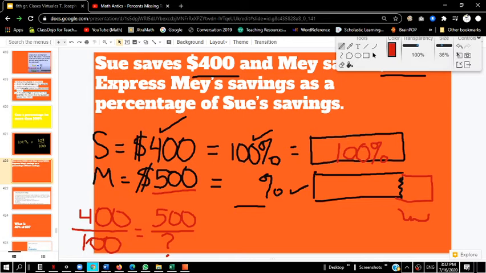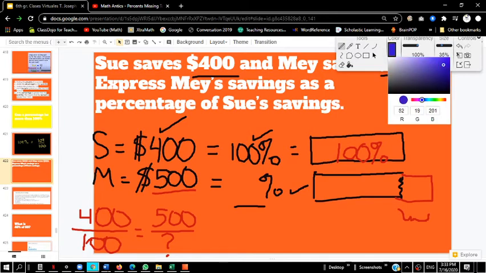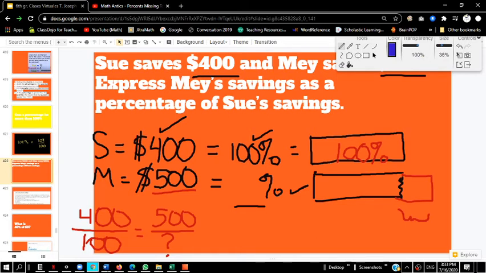We could cross multiply and divide if we really wanted to. And we could also set this problem up in a different way. This is just one of the ways that we could set it up. Okay? What I'm going to do is just simplify my problem because that will help me divide later on. I'm going to divide everything by 100. Okay? So we have 4 over 1 equals 5 over some number.